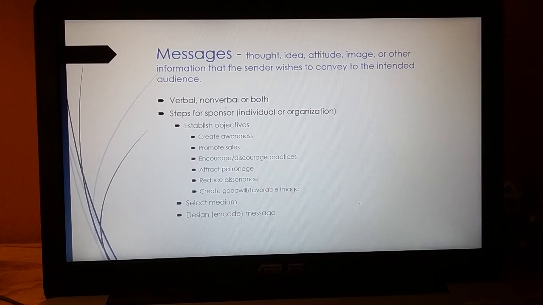So what you want to do in order to make sure that you have a good message is to make sure you have some sort of objective that you want to achieve. It could be awareness, it could be sales, reducing discord or dissonance that people have, create some sort of goodwill. And then what you want to do is select an appropriate medium and then design the message. So a medium, again, we talk about this in Marketing 1, should be appropriate to the product. So if it's something that requires a lot of information, you're probably going to take out a print ad or do something online that people can read about. If it's something that needs a quick turnaround, you might do radio, that kind of thing. So you want to make sure the message and the medium are equally important.